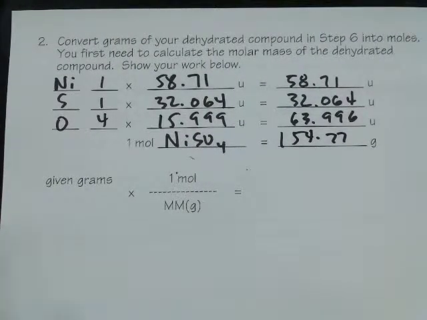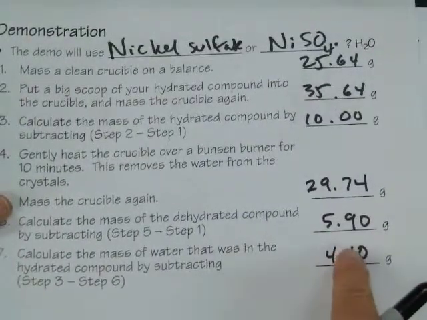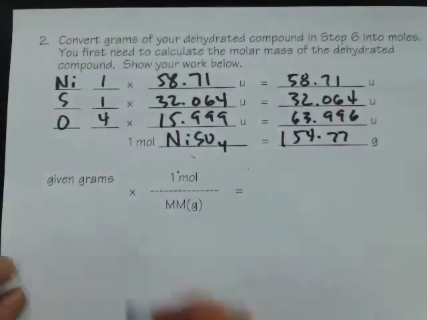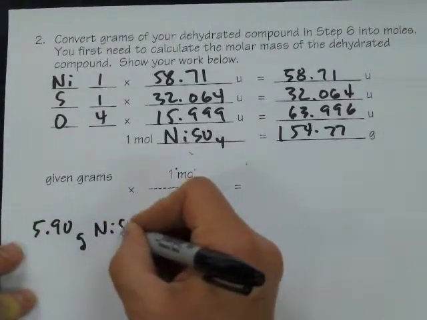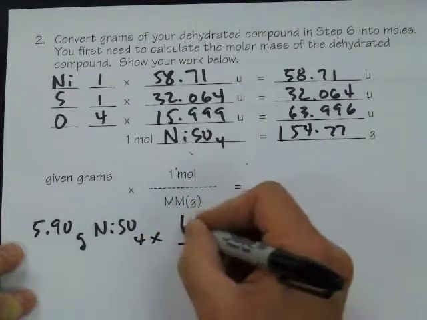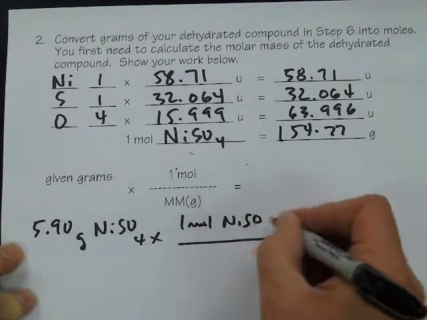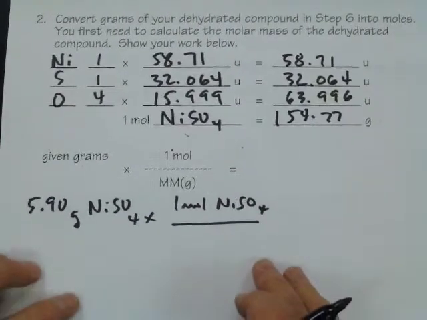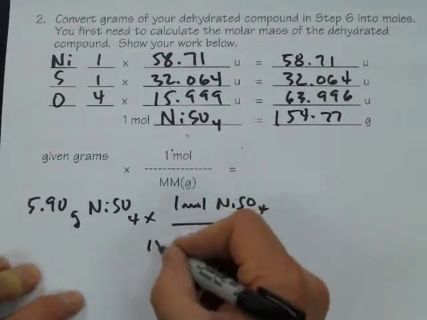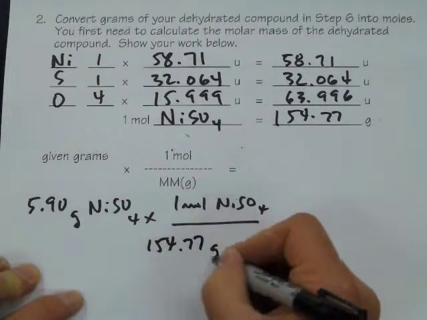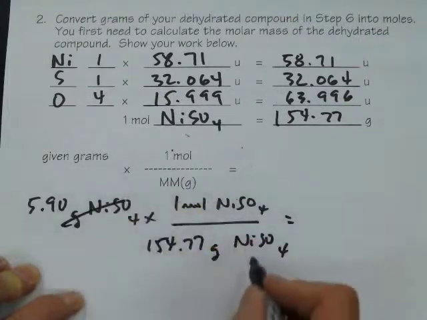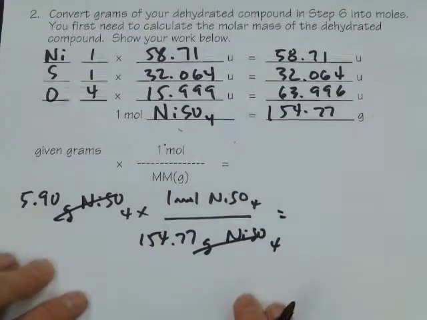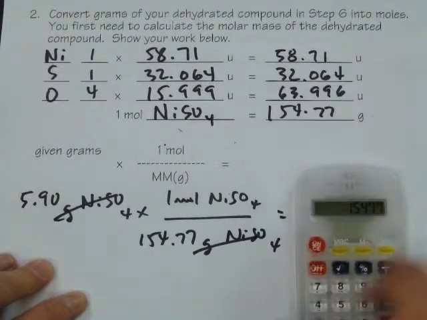formula units. Now, let's see, how much did I actually have? I had 5.90 grams. So given 5.90 grams of nickel sulfate, I'll multiply by 1 mole of nickel sulfate on the top, because I'm trying to find moles, and the grams will go on the bottom. 154.77 grams of nickel sulfate. I set it up this way because then units cancel. Anything in the top and bottom of a fraction reduces to 1 and factors out. And then I can do the math.